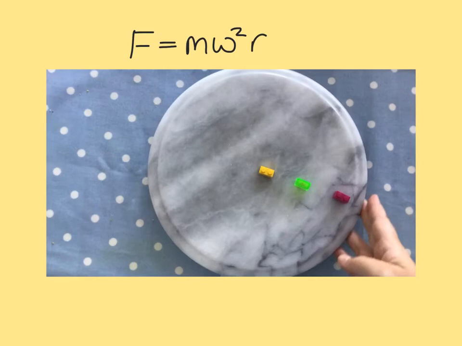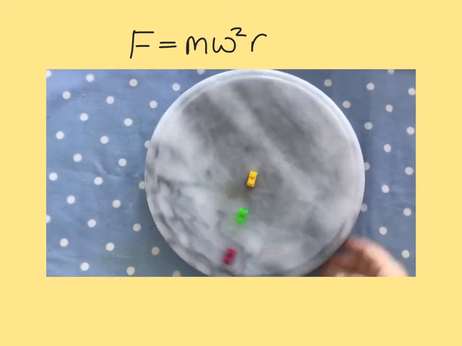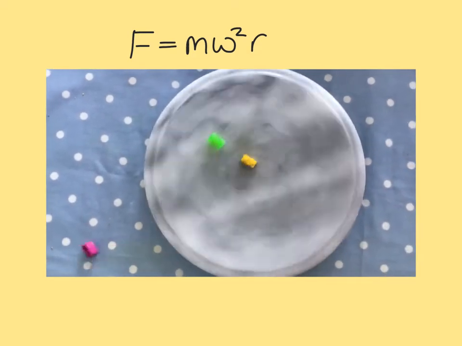So here's our expression for centripetal force. Centripetal force is equal to the mass of the object multiplied by the angular velocity squared multiplied by the radius. So if we look at this situation again, we've got our 3 Lego blocks. They've each got an equal mass. They're the same Lego block essentially. And they're going to have the same angular velocity, but what's changing about them is the radius. Let's have a look at what happens.